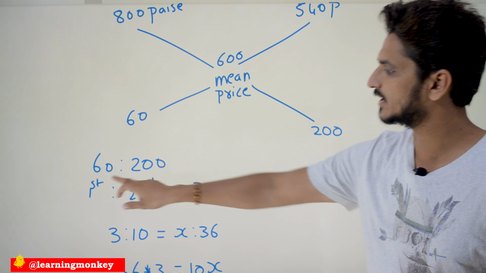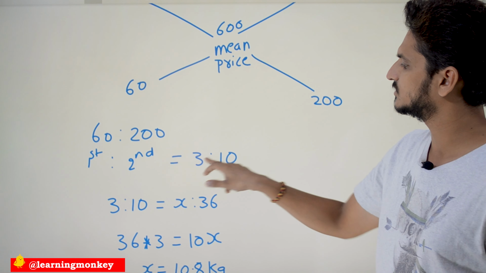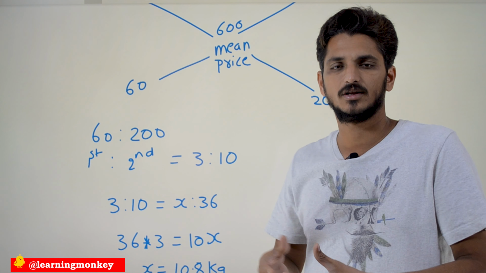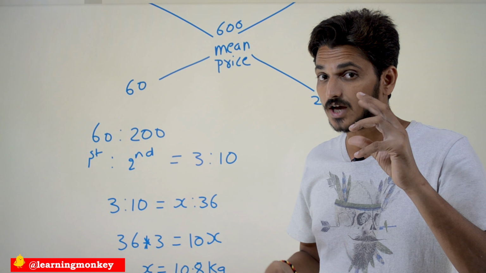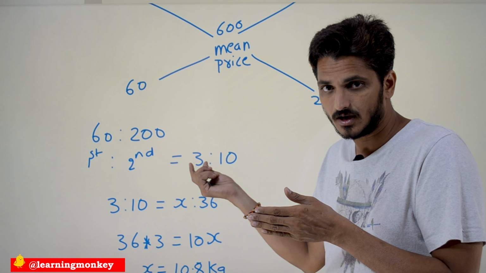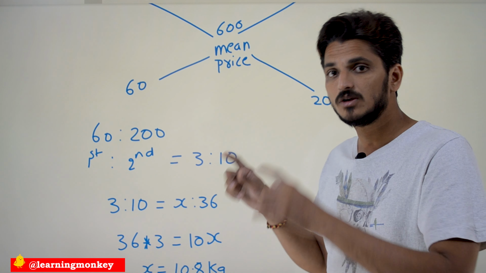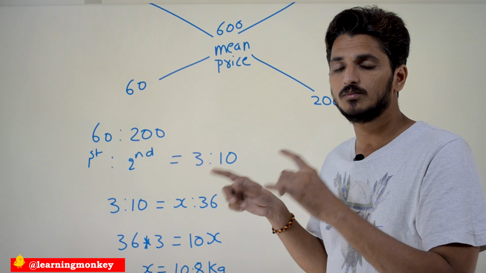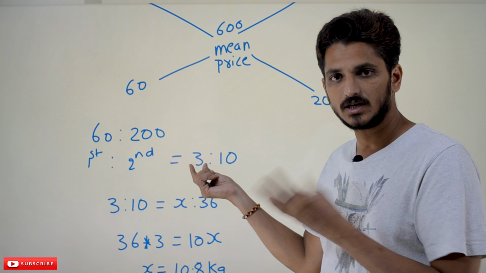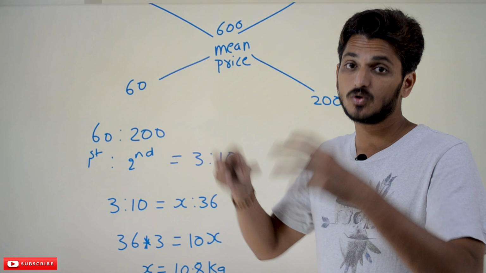60:200. First one is first kind, means wheat. 60:200, which is 3:10. If you take 10 parts of rice, you have to mix 3 parts of wheat. Similarly, in the question they asked for 36 kg of rice, how much wheat is needed? For 10 kgs of rice, mix 3 kgs of wheat. For 30 kgs, 9 kgs. That's why if you know ratios, you can identify the total value.